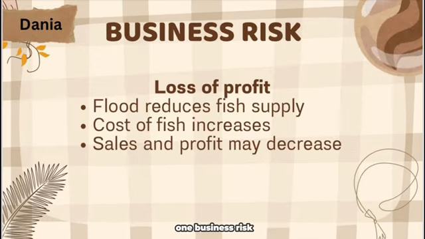One business risk arising from seasonal supply disruptions such as floods is loss of profit. When floods reduce fish supply, the cost of getting fish becomes higher. At the same time, some customers may not be willing to pay higher prices and may switch to substitutes like chicken. This can reduce sales volume and overall profit for fish sellers.